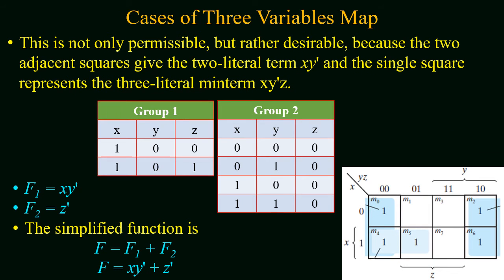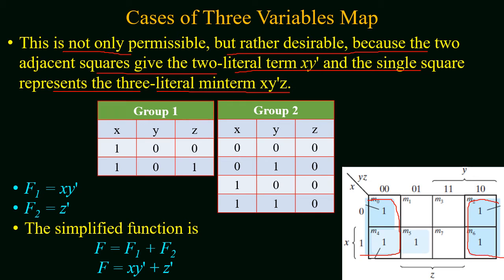Now it is the most desirable condition to reuse a minterm, because making a group of 2 adjacent squares will give a simplified term which will have 2 literals. Or if we don't make a group and use a single minterm, then this minterm will be represented by 3 literals. Now for simplification, we will analyze both groups of adjacent squares, group 1 and group 2.